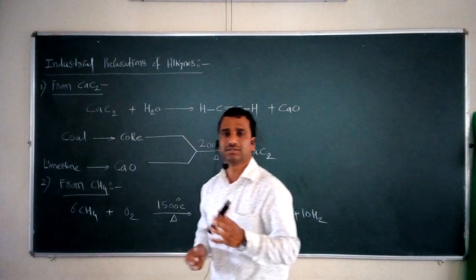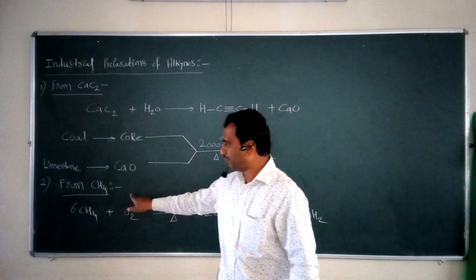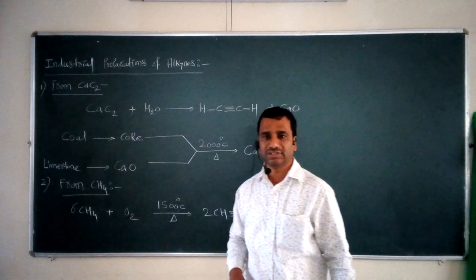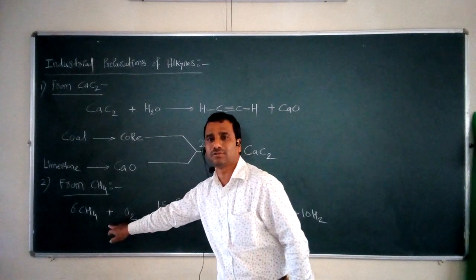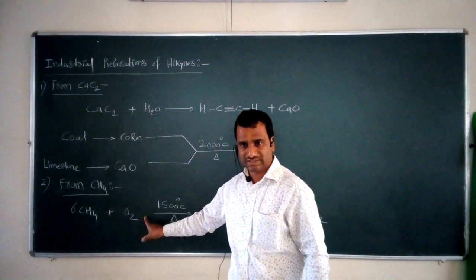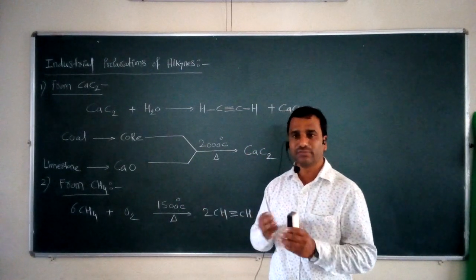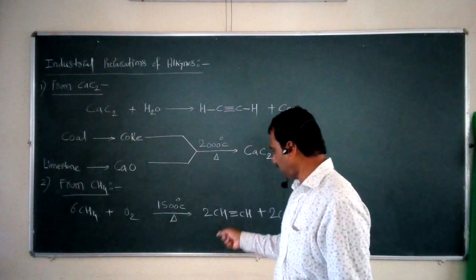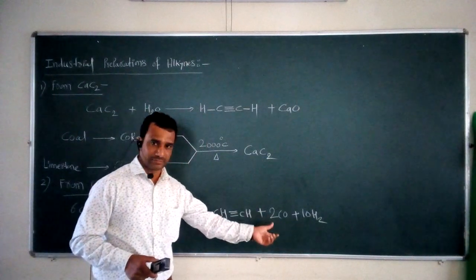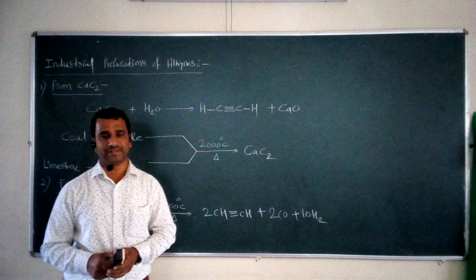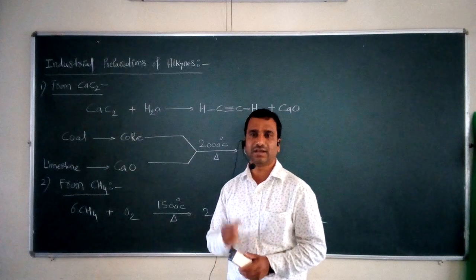So this is the second simple method for the formation of alkynes in industry, from methane gas. How do we form it? It is very simple. We carry out the partial oxidation of methane: we take 6 moles of methane plus oxygen, and heat this reaction mixture at a temperature range of 1500 degrees centigrade. If we react these reactants together, acetylene gas is formed: 2 moles of acetylene plus 2 moles of carbon monoxide plus 10 moles of H2 are obtained. So this is the second simplest method for the formation of alkynes in industry.